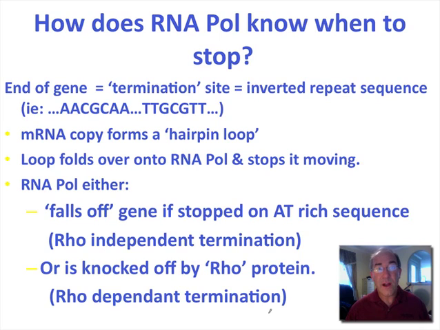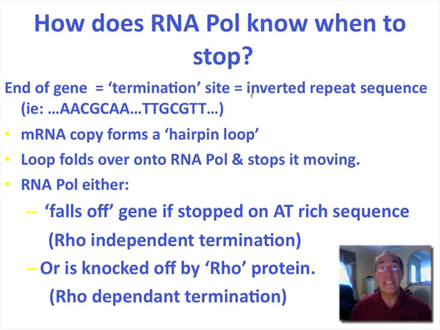So once we have RNA polymerase transcribing the gene and making a messenger RNA copy, at some point it comes to the end of the gene. So how does it know where to stop? At the end of the gene is another sequence. In the same way that we had a special sequence to show RNA polymerase where to start, there is a special sequence showing RNA polymerase where to stop.